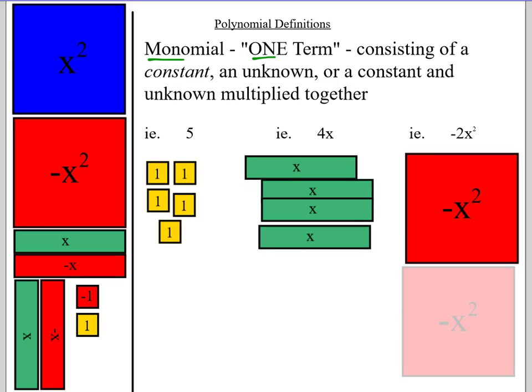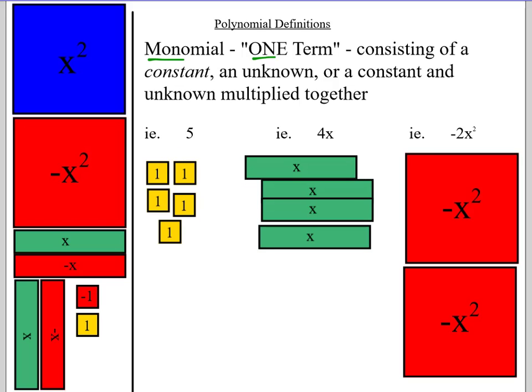Same shape, same color. Now what you can see very quickly with this picture is that there are 3 different shapes, 3 different colors, and we would call those unlike terms. Okay, so an x and an x squared, they're not the same, so we can't count them or combine them together at this point in time. Okay, so those are monomials.